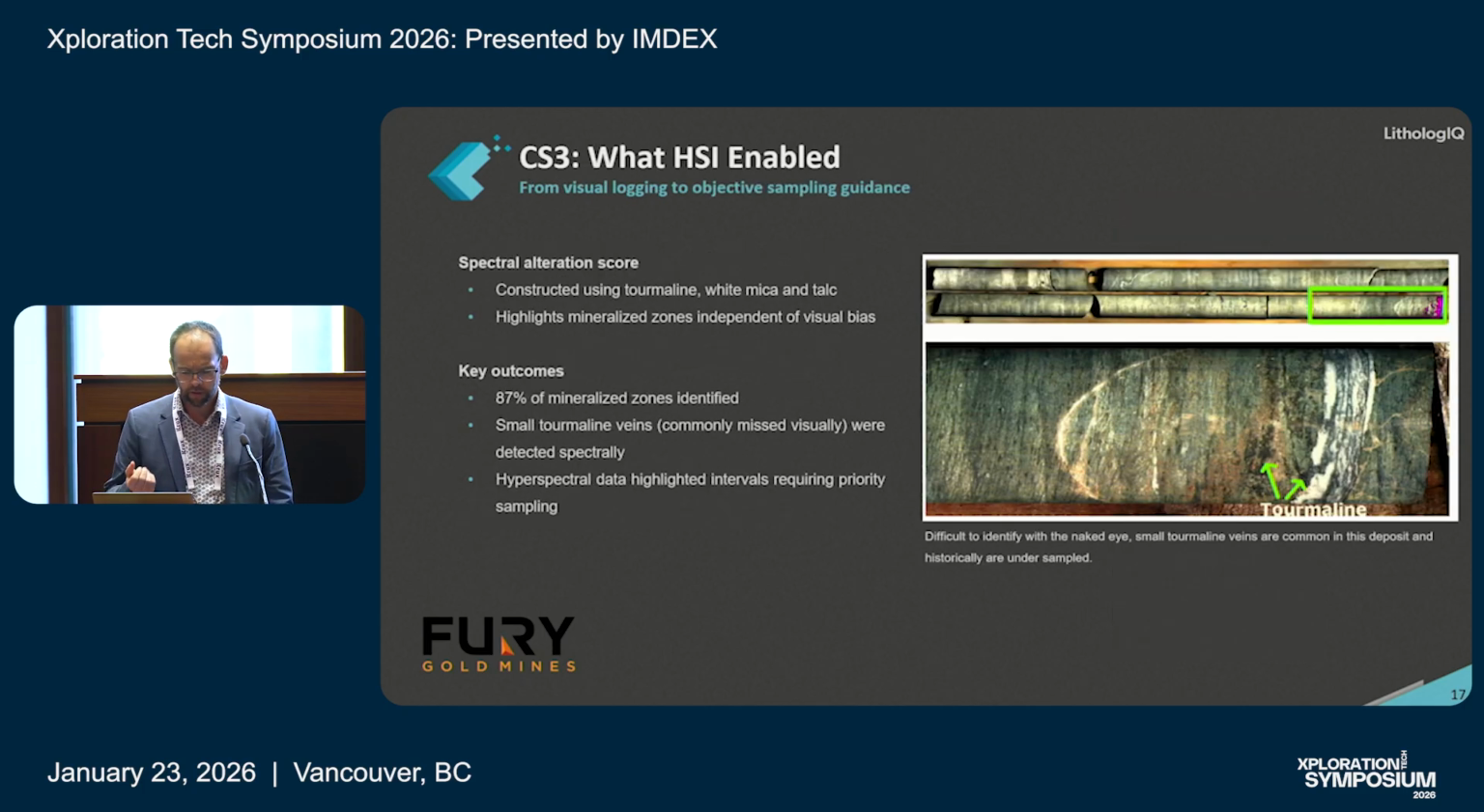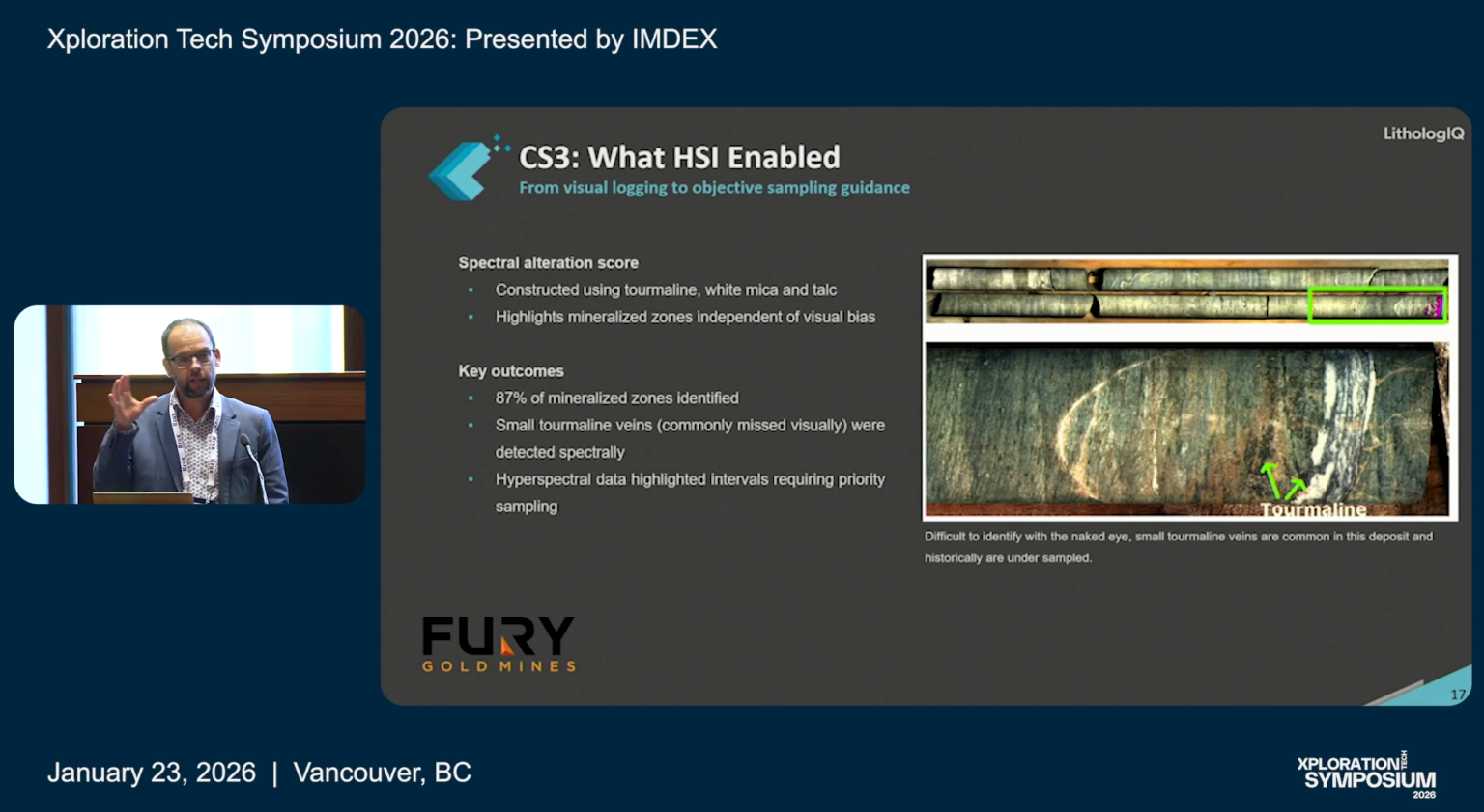So yeah, tourmaline, white mica, and talc were used for defining this alteration score. And regarding the tourmaline veins, they were really fine in this project. So sometimes they are just not logged at all. They are overlooked because they are too fine or difficult to see. But with the hyperspectral, we logged them pretty nicely.